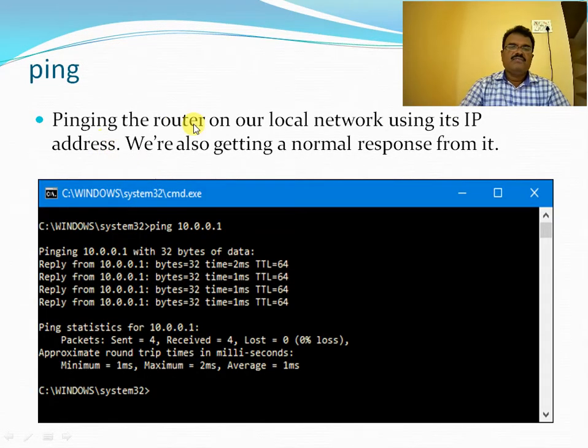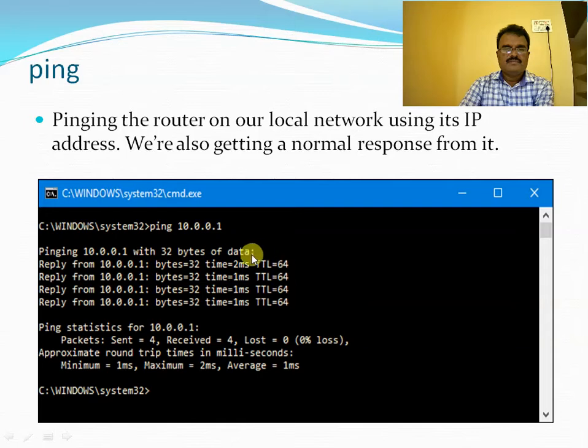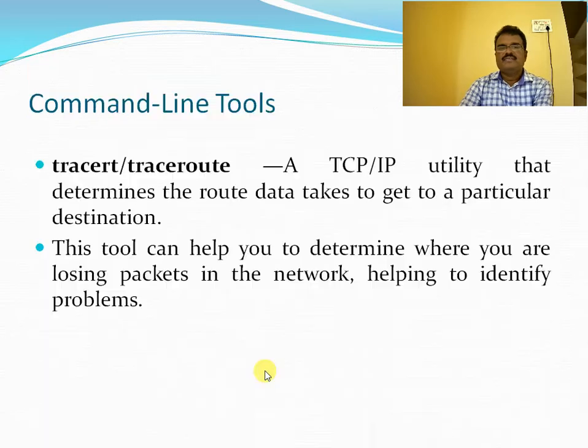Pinging the router on our local network using its IP address. We can ping the router also, to check whether our router is working properly or not. So, the normal response from it. So, ping 10.0.0.1. This is the address of the router. It's pinging with 32 bytes of data. So, this is the reply from our router. Here, the TTL, time to live, and the ping statistics: 4 sent and 4 received, minimum 1 millisecond, maximum 2 milliseconds, average 1 millisecond. So this is about ping.